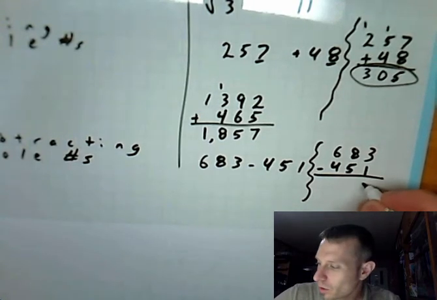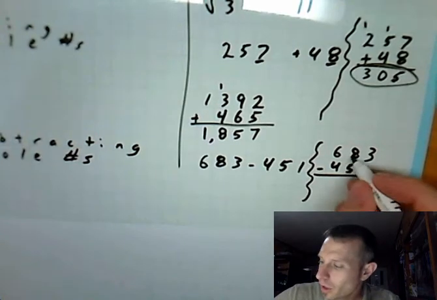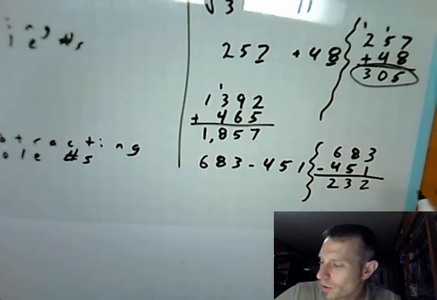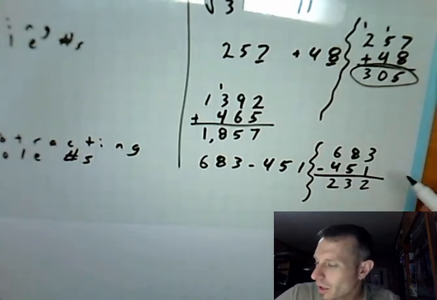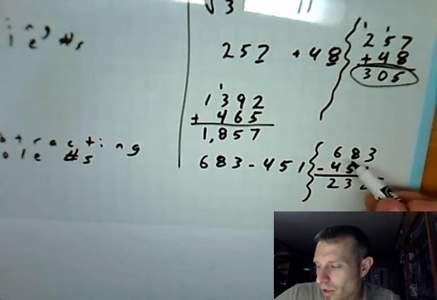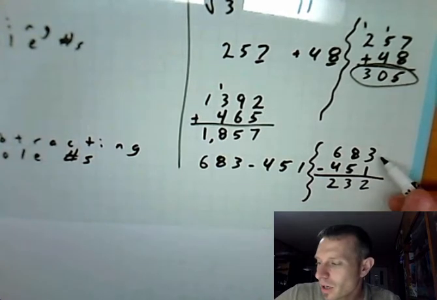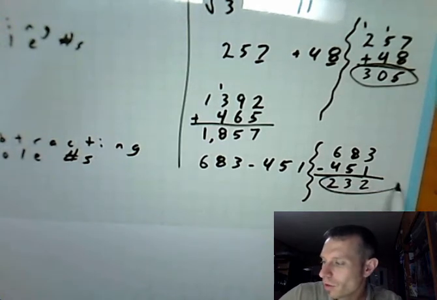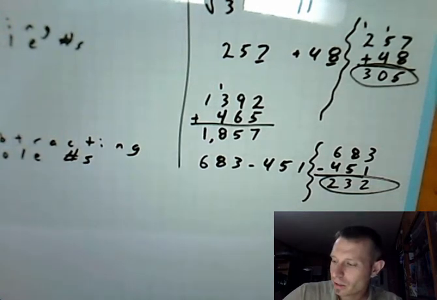3 minus 1 is 2. 8 minus 5 is 3. 6 minus 4 is 2. Let's estimate that about, we'll just do 680 maybe this time. 680 minus 450, that should be around 230. And we have 232, so it's probably correct.